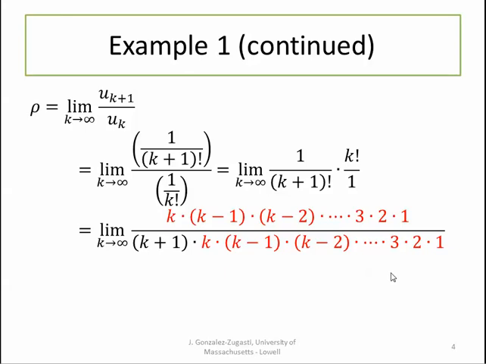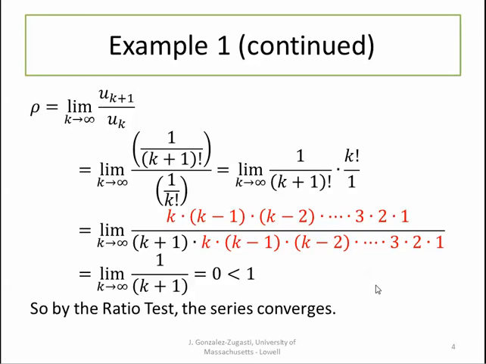So this simplifies down to the limit as k goes to infinity of 1 over k plus 1, and that's equal to 0. Since this value for rho is less than 1, we know by the ratio test that the series converges.